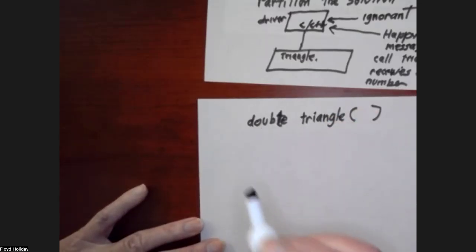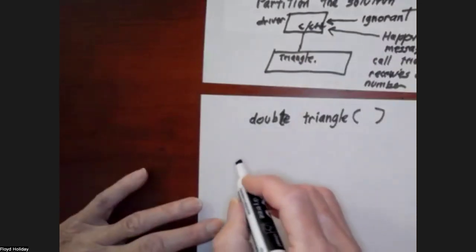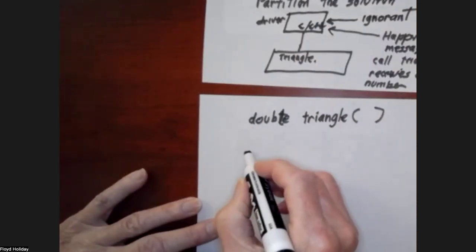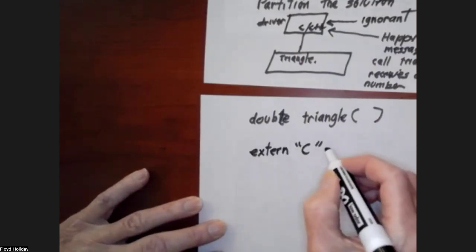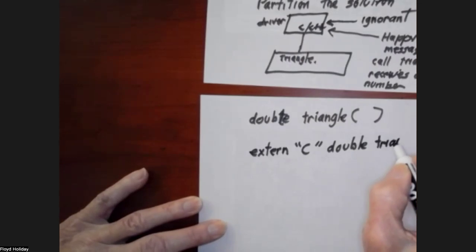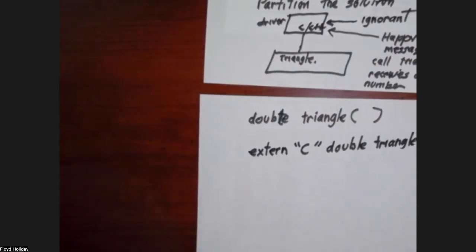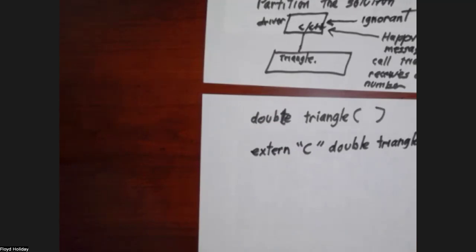Okay. The prototype should appear near the top of the driver. However, it needs additional help, and that's extern "C" double triangle. That expression needs to be in the driver near the top above. Let's see, I would put the includes first, and then this external expression comes next, and then comes main.